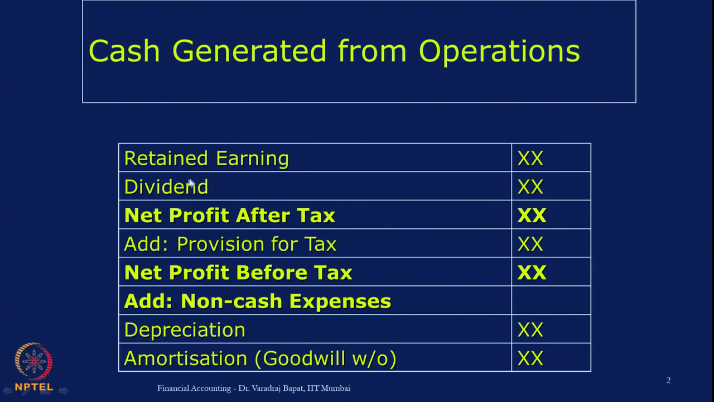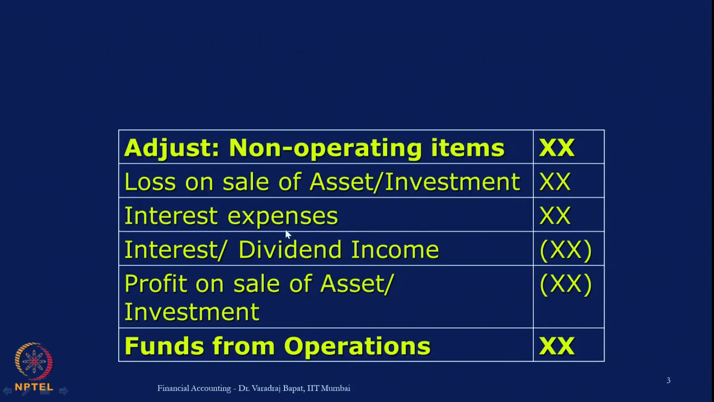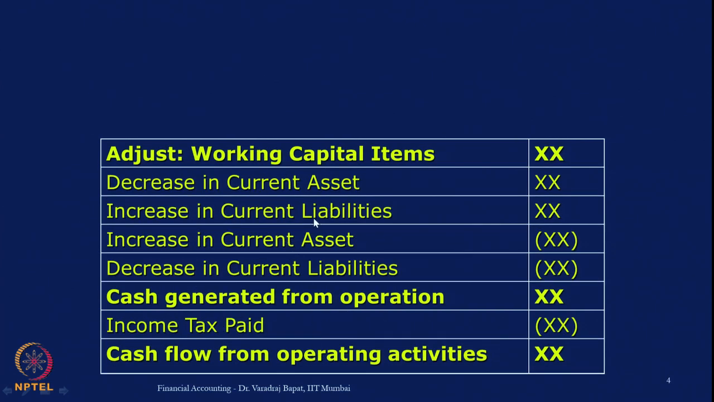It starts with retained earnings, add dividend, you get net profit after tax. Keep in mind, normally in the P&L account, your incomes minus expenses, the last item is profit. Here we start with profit and go to cash from operations. Add the tax expenses for the year, you get net profit before tax, then add non-cash items, so depreciation or amortization like goodwill written off, then adjust for non-operating items, so loss on sale of assets or interest expenses are added, interest, dividend income or profit is reduced, that's why you can see it is in bracket, you get funds from operations, then adjust for working capital items.